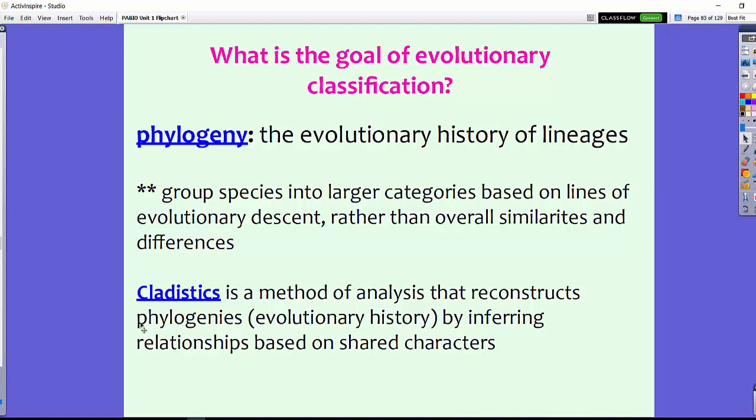And cladistics is the way that scientists do this. This is a method of analysis that reconstructs evolutionary histories, or phylogenies, by inferring those relationships based upon shared characteristics, as we did in taxonomy. However, it also bases it more on that evolutionary history.